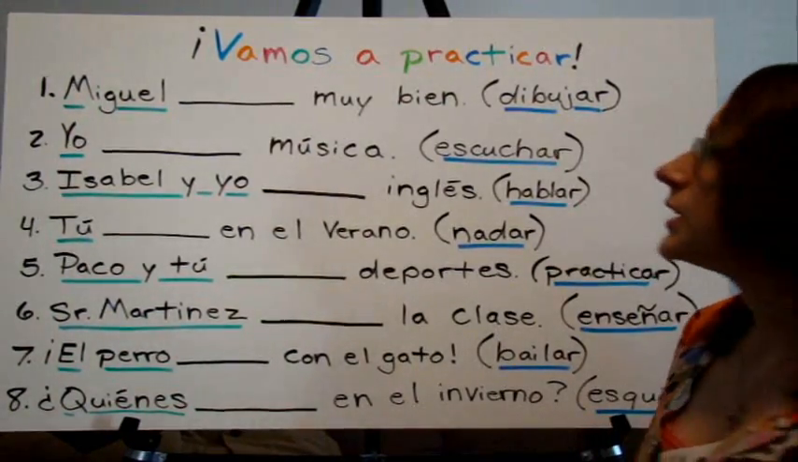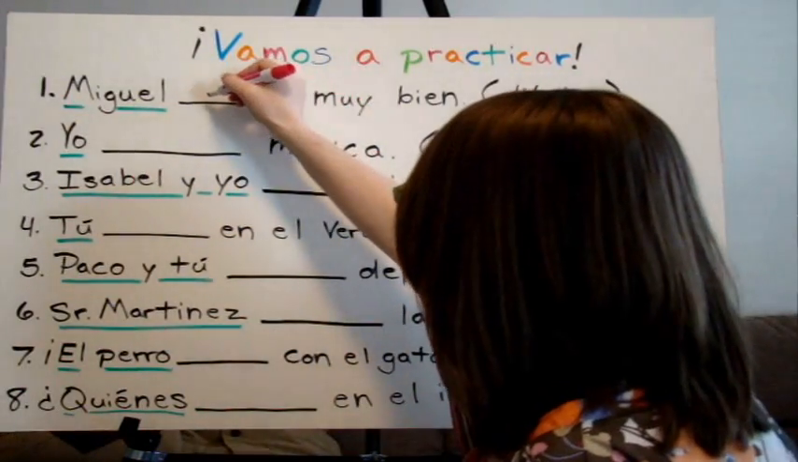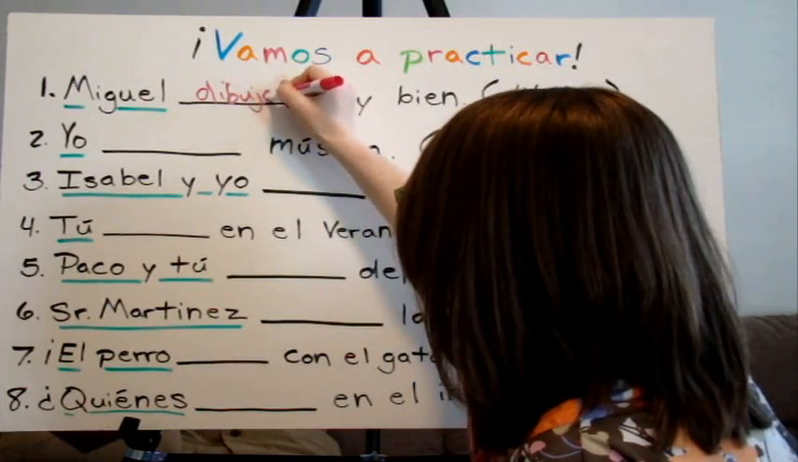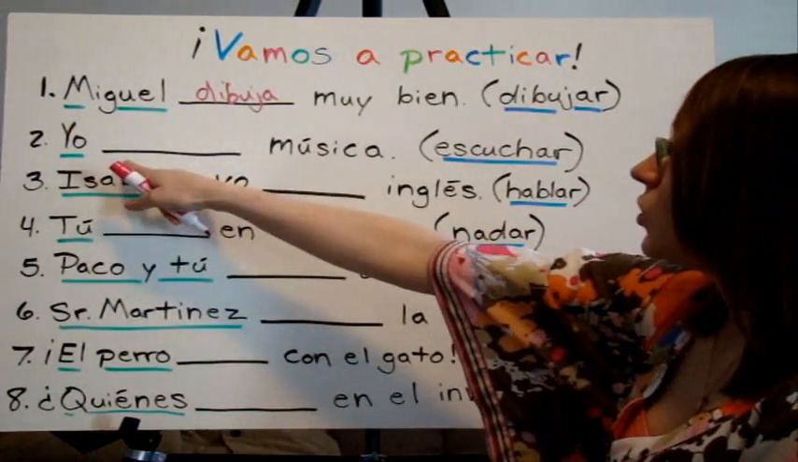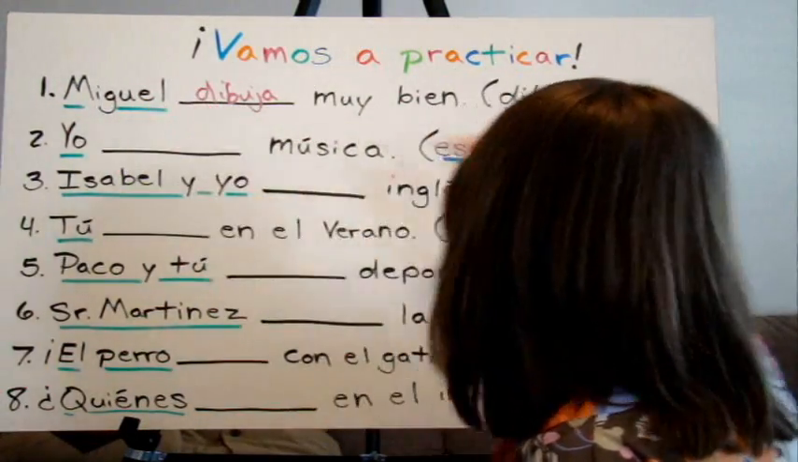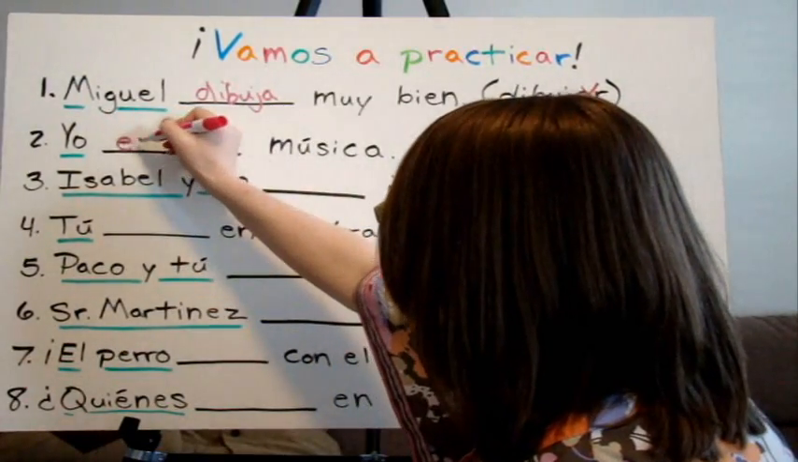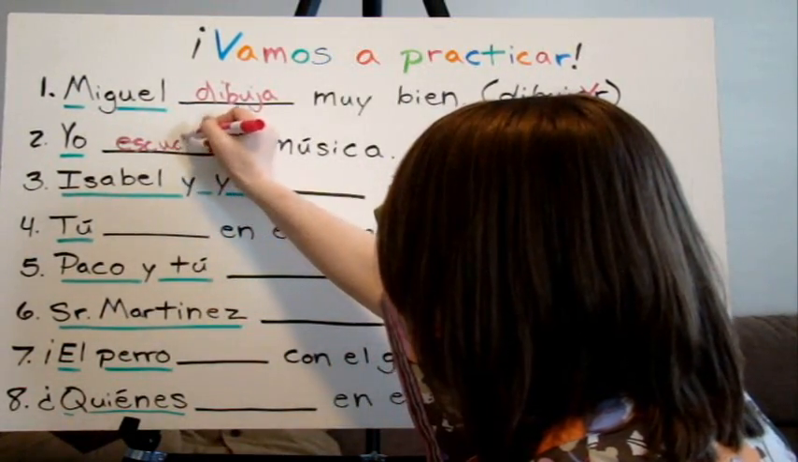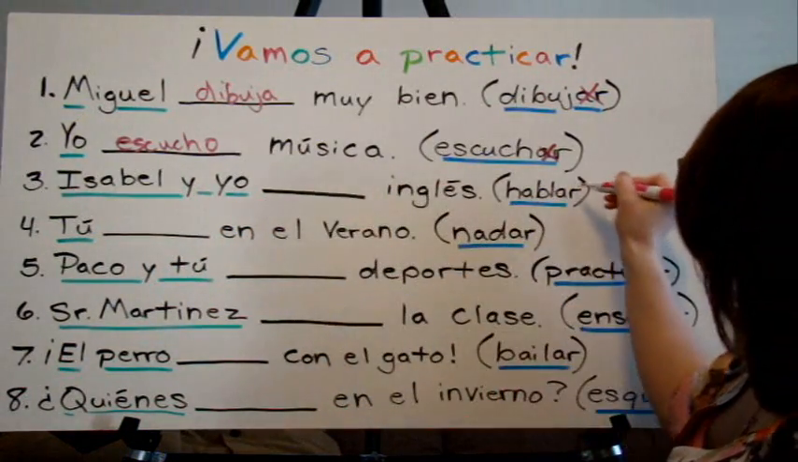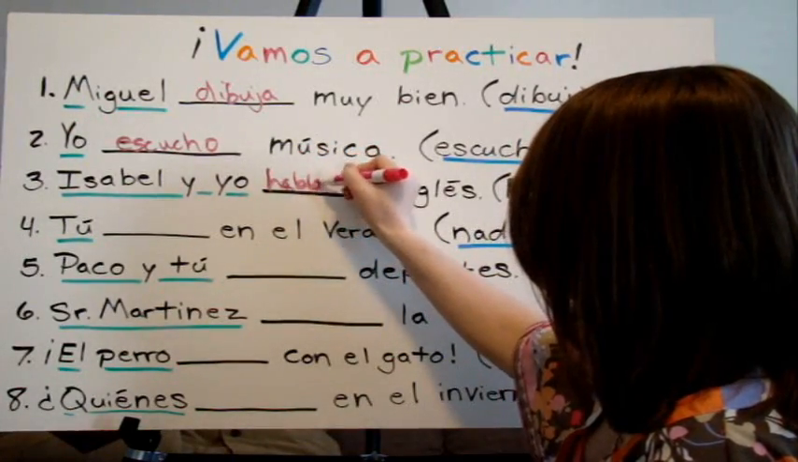Okay, let's see how you did. Miguel, dibujar. This should be dibuja. Yo, escuchar. Take off these ARs. Escucho. Isabel y yo. Take off the AR. Will be hablamos inglés.